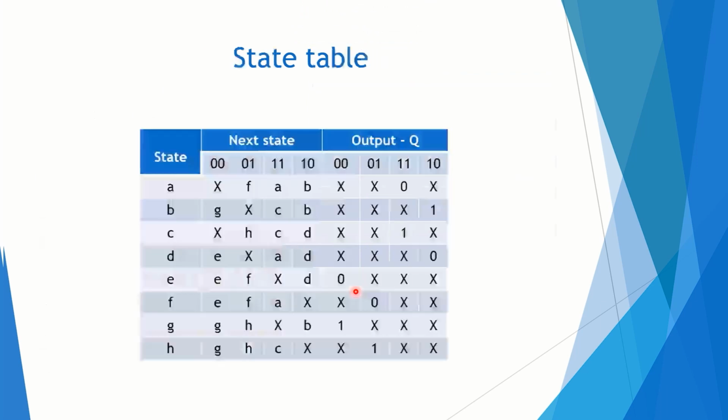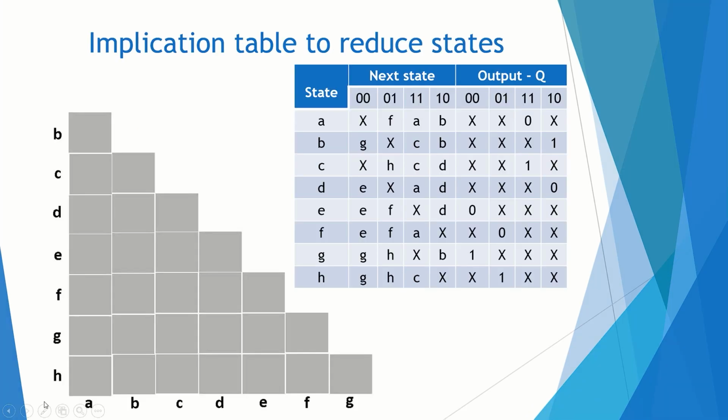So this is the state table I have done. According to the flow table, I had defined the state table. You can just go through, you can make it like this. I'm not going into details.